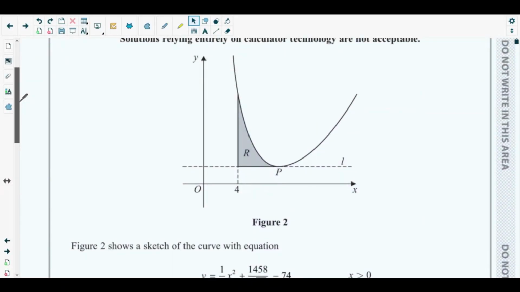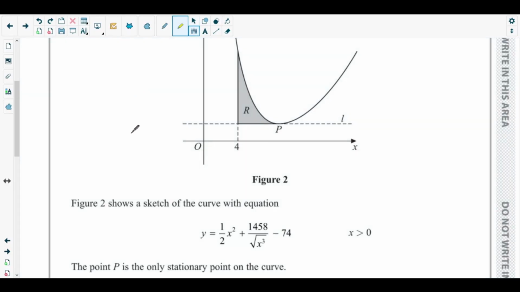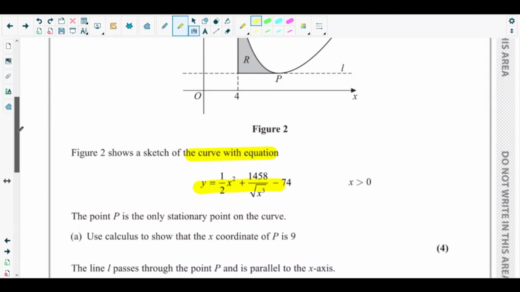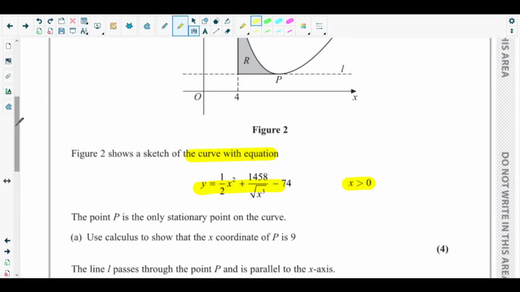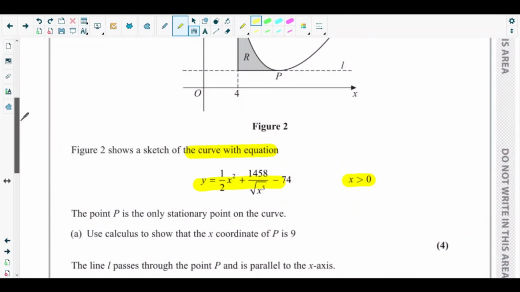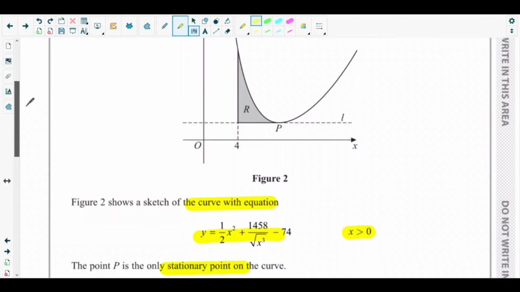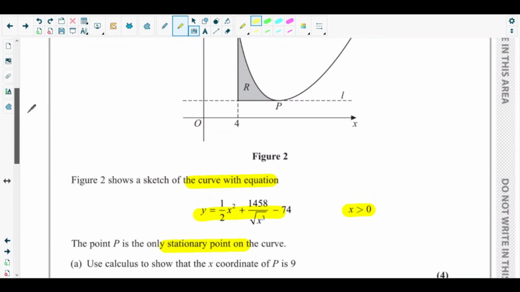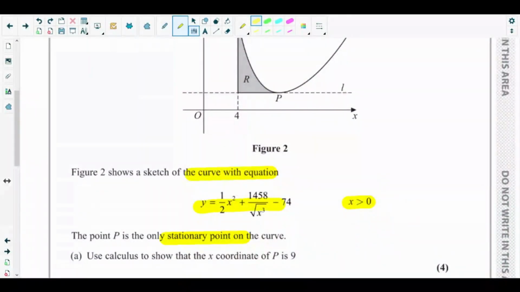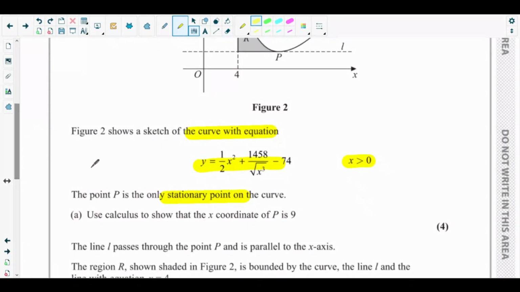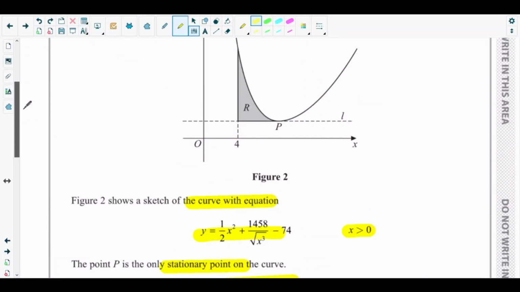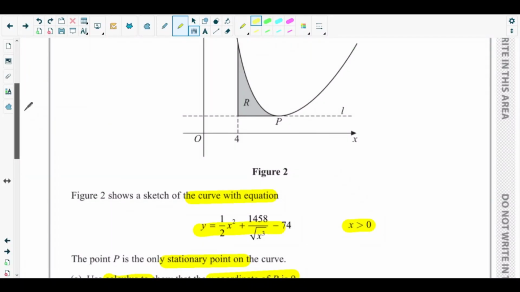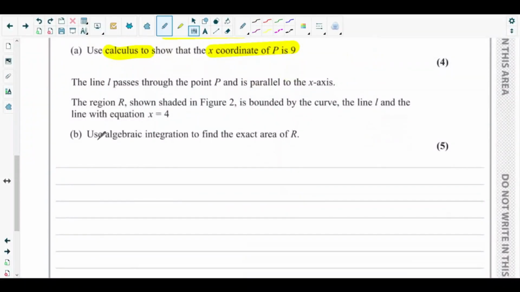Right at first you can see a figure. Figure 2 shows a sketch of the curve with equation y equals half of x squared plus 1458 over the square root of x cubed, minus 74, x greater than 0. The point P is the only stationary point on the curve. Part A asks us to use calculus to show that the x coordinate of P is 9. Since point P is a stationary point, you can easily guess that we need to use differentiation, isn't it? Okay, so let's start.